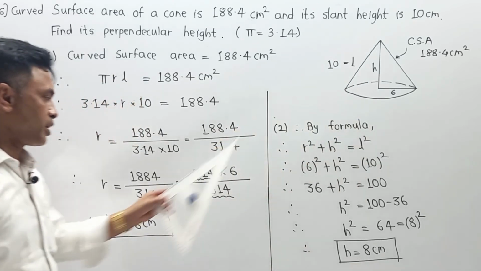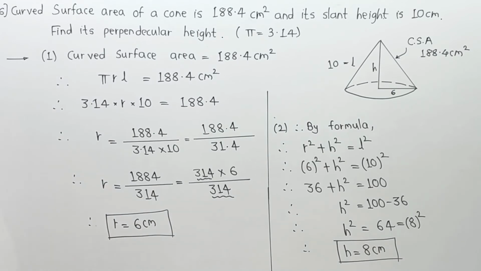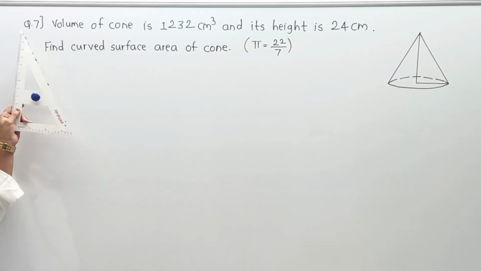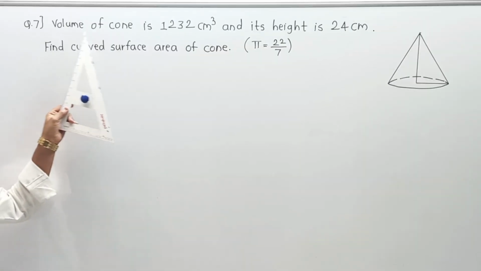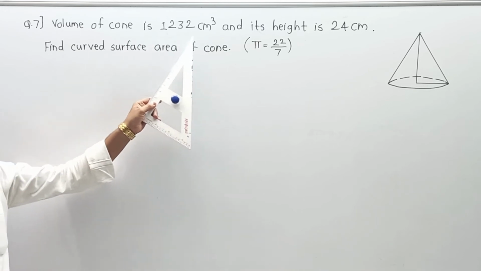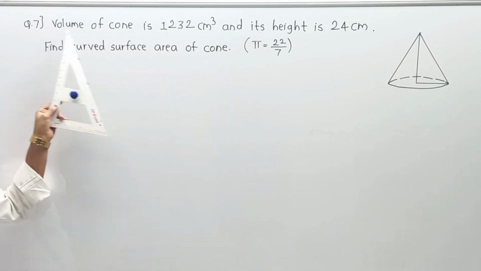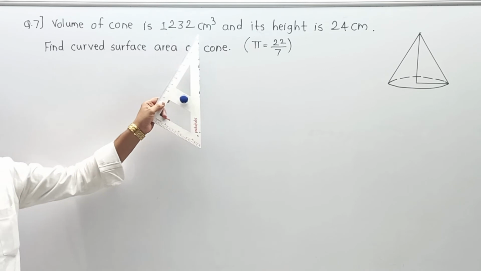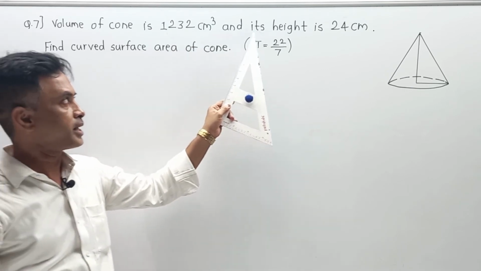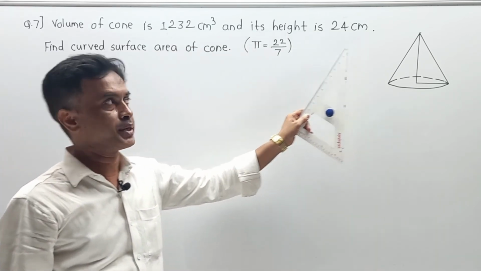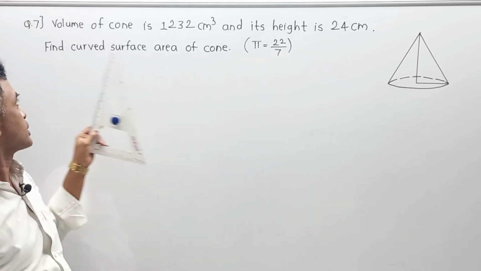And in this way, we can solve the entire numerical. So please understand each and every step and write it properly. Now moving to question number 7, and the part is, volume of a cone is 1232 cubic centimeter and its height is 24 centimeter.